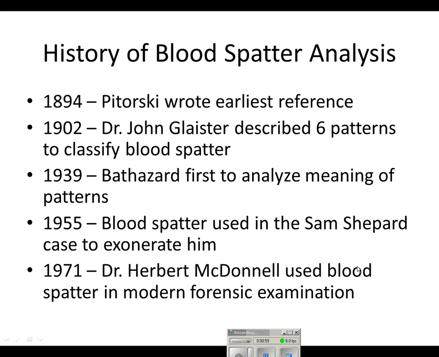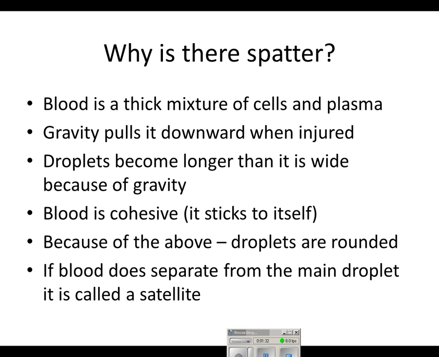So, a little history on blood spatter analysis. In 1894, Piotrowski wrote the earliest reference to it, but 1902 is when Dr. Glaister described six patterns that classify blood spatter. In 1939, Balthazard was the first to analyze the meaning of those patterns. So if we saw it, what did that actually tell us? 1955 is when blood spatter was used in the Sam Sheppard case to exonerate him, and in 1971 Dr. MacDonell used blood spatter in modern forensic examination, closer to what we use it for now.